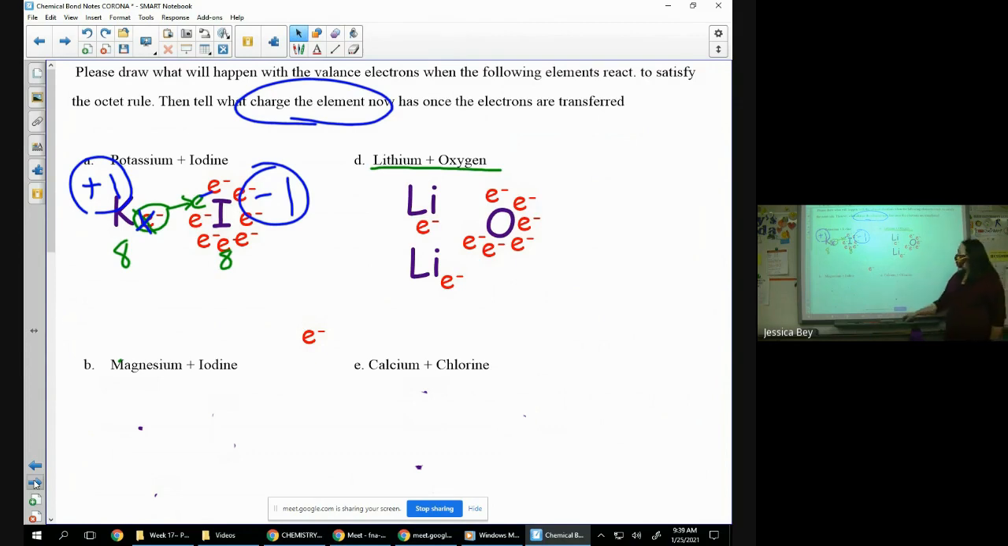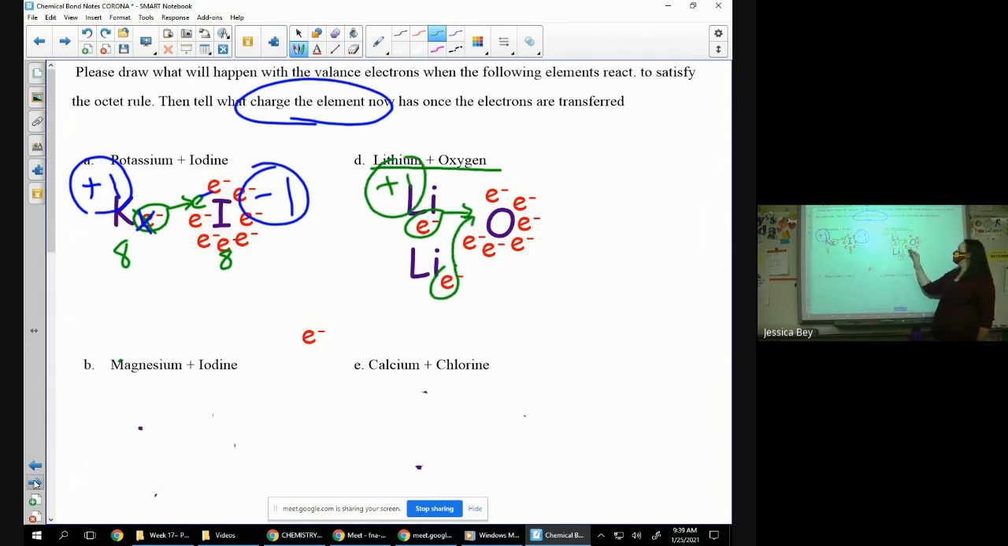I think we can. This lithium does not want this electron, so he's going to give it away, and he's going to become a +1. This lithium also does not want this electron, so he's going to give it away, and he's also going to become a +1. Now, oxygen has 6 of his own, and then he's going to take these 2. Does 6 + 2 make 8? Yeah. Is he happy? Whoop, whoop. But now he is negative by how many electrons did he gain? 2. Wonderful. Okay. See how that kind of works?